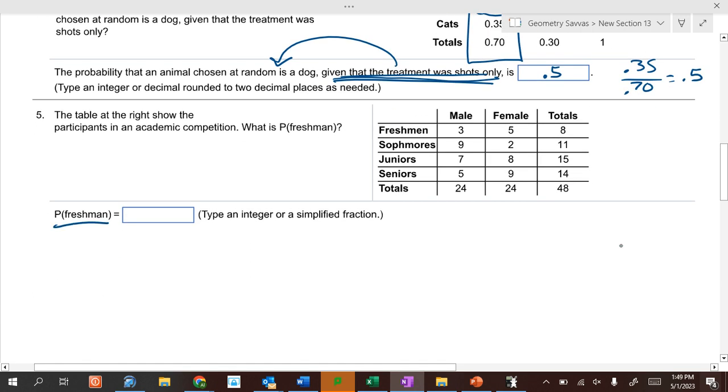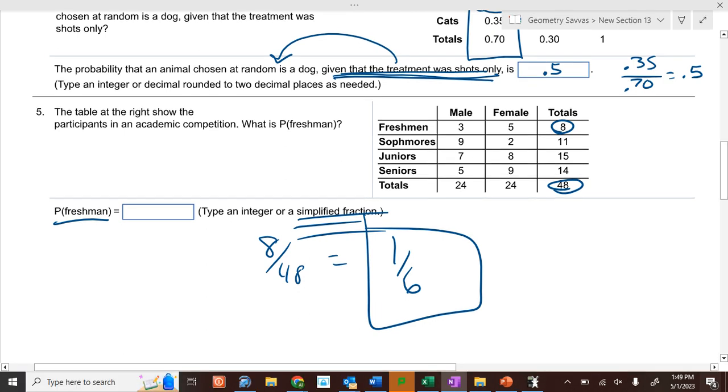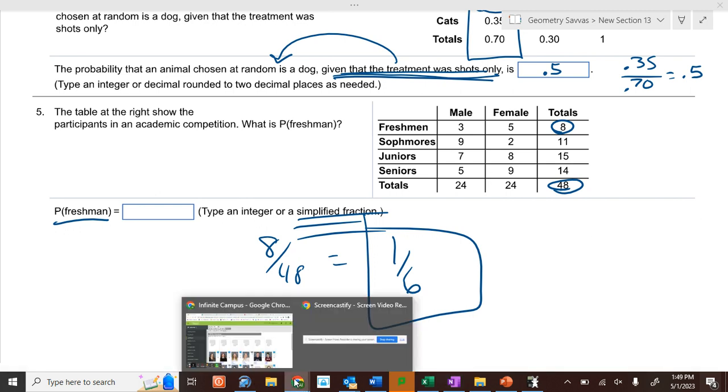The probability of being a freshman. Well, a freshman is a freshman out of everybody. 8 out of 48, which is 1/6, since they're asking for a simplified fraction. So on today's worksheet, make sure you look and see what they're asking for. All right, there you go. That is the first section we're covering.